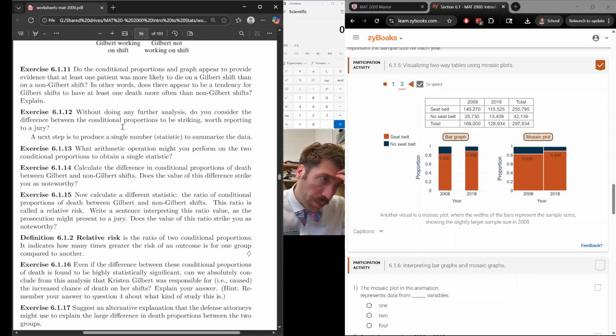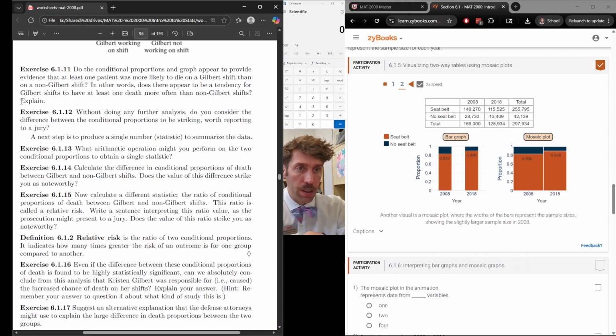Okay. Then, once you've looked at that mosaic plot or segmented bar graph, number 11 says, do the conditional proportions and graph appear to provide evidence that at least one patient was more likely to die on a Gilbert shift than on a non-Gilbert shift? In other words, does there appear to be a tendency for Gilbert shifts to have at least one death more often than non-Gilbert shifts? Explain.